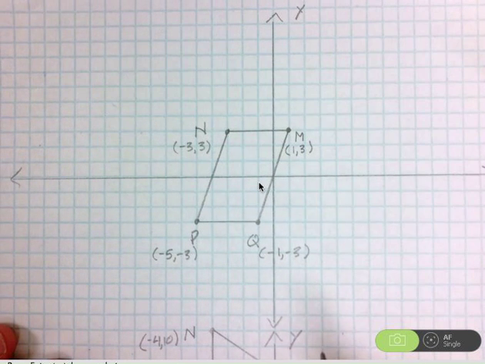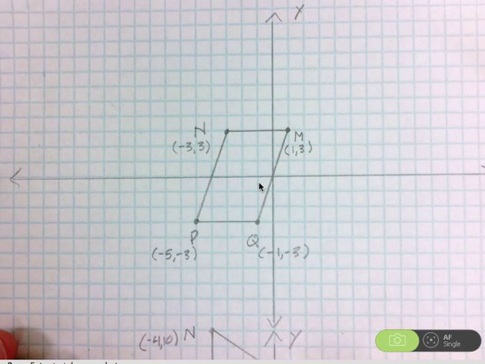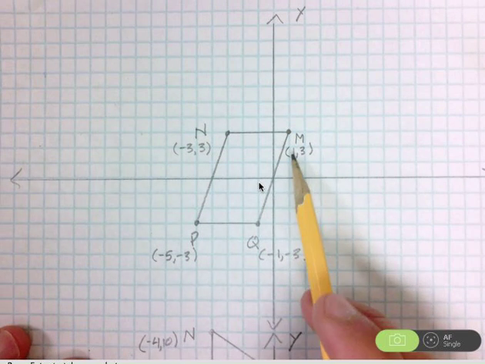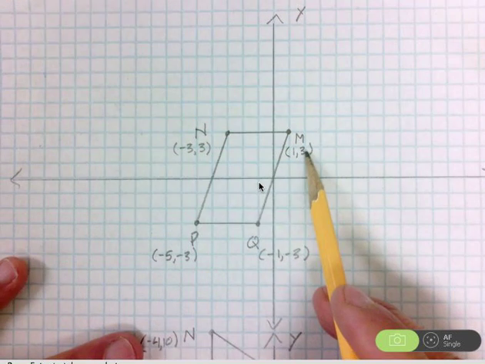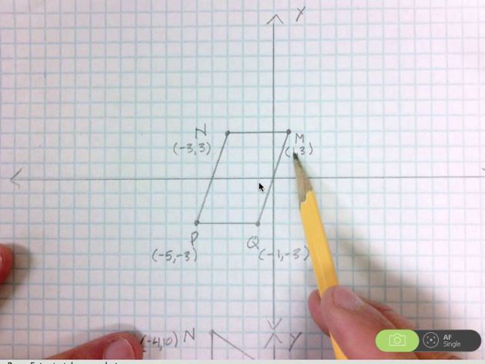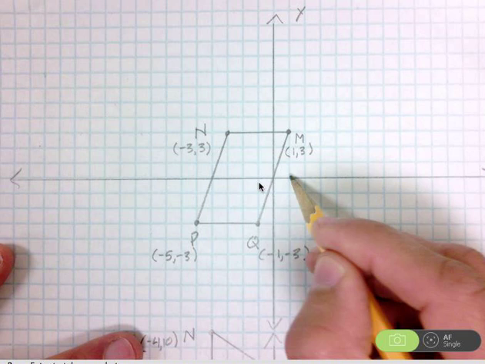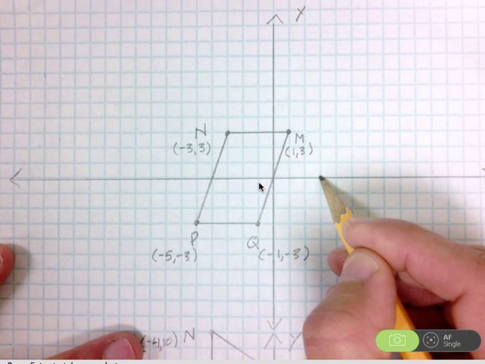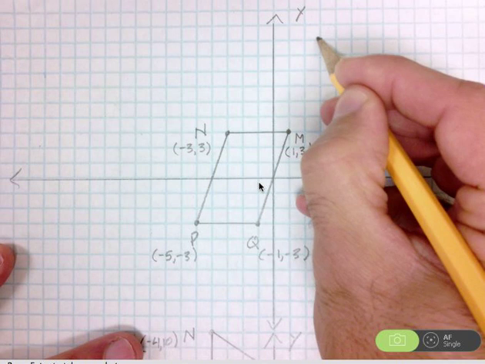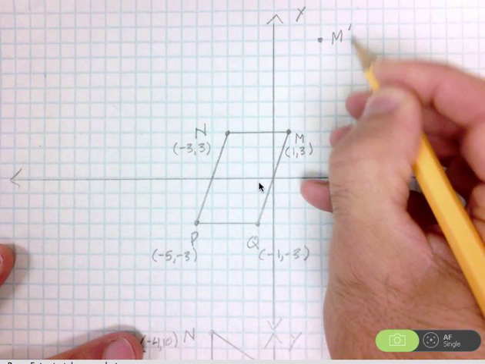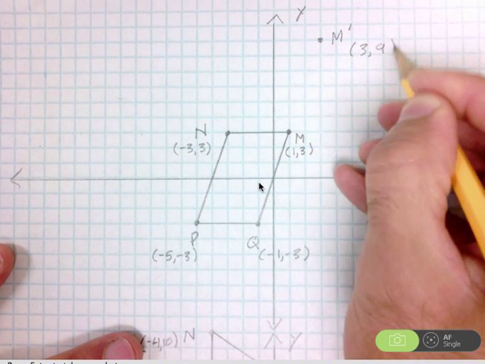So please don't work too hard. Literally, because the center of dilation is at 0, 0, we can find all of the new points by just taking each x and y coordinate and multiplying by the scale factor. The scale factor is 3. So the new location of M is going to be at 3, 9. 1, 2, 3, 9. 1, 2, 3, 4, 5, 6, 7, 8, 9. There it is. Here is M prime at 3, 9.